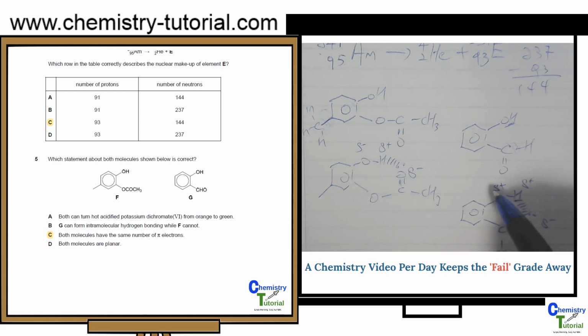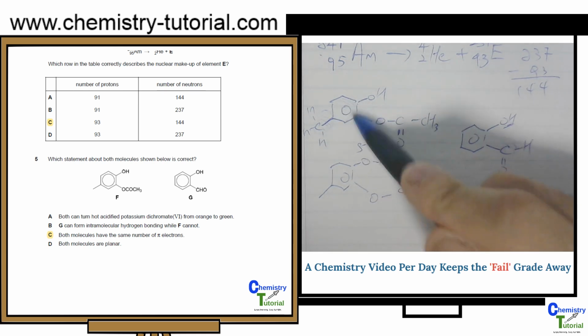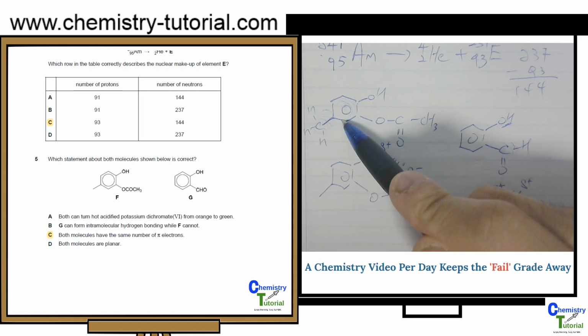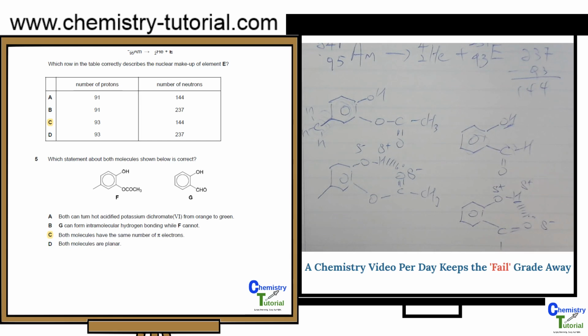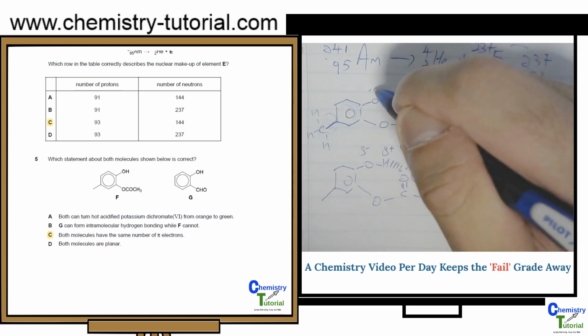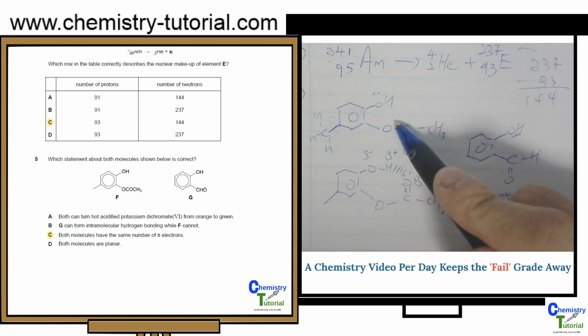Now, in that case, this leaves us with the only correct option, which is option C. So both molecules have the same number of pi electrons. So let's check how many pi electrons do they have. We know that the benzene ring itself has 6 pi electrons. And over here also 6 pi electrons. Right, so most of us will probably think that F and G have 6 pi electrons. However, I will beg to differ because I believe that actually there's another pi electrons available for the OH.